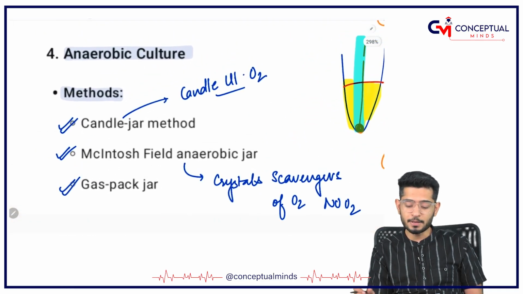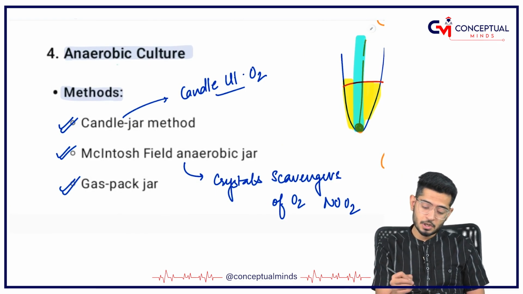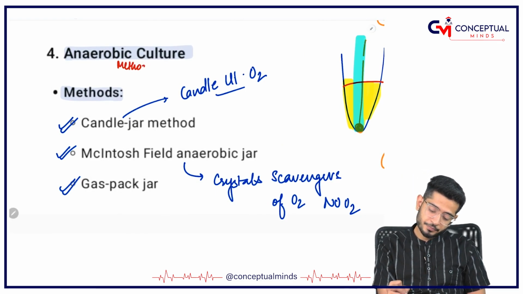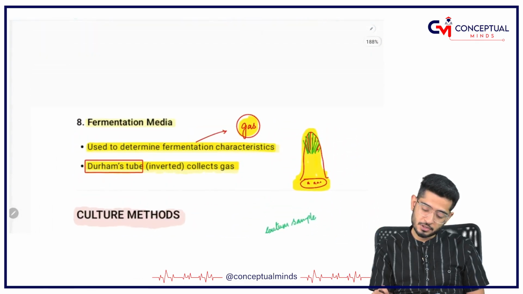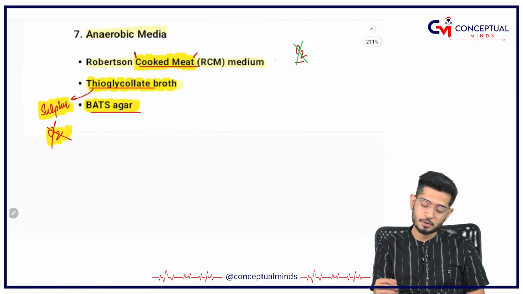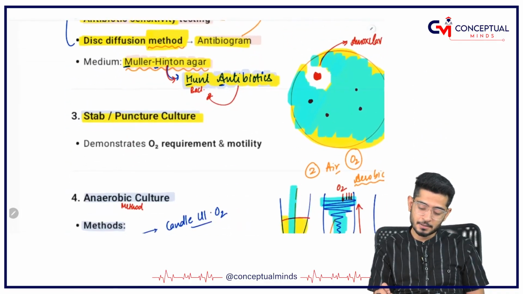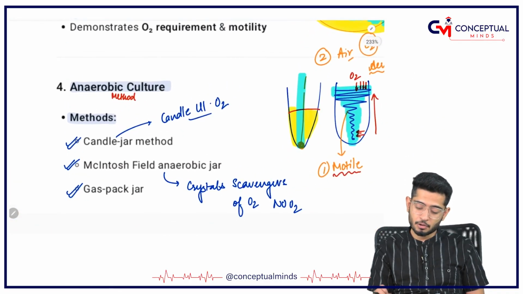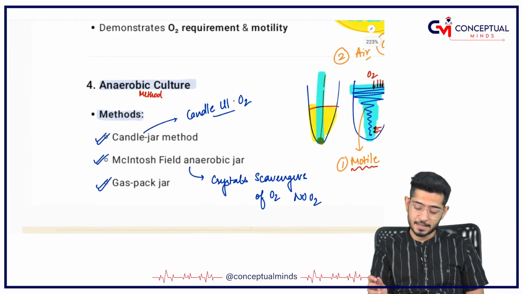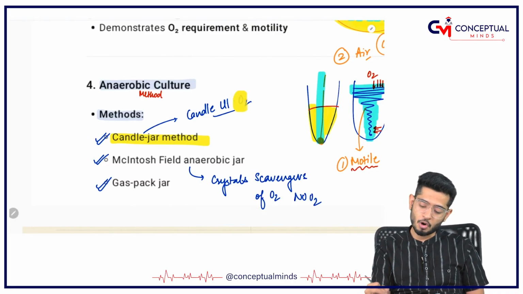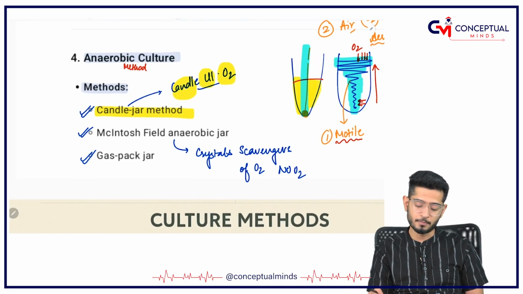Coming on to anaerobic culture method. So what media was there? Yes, I just told you anaerobic culture media. So anaerobic culture media is Robertson cooked meat media, thioglycolate broth, Bat's agar. But now I am going to discuss anaerobic culture methods, just like candle jar, because the candle wants to light, and whenever there will be ignition, all the oxygen will be utilized by the candle. That's why it is an anaerobic media.